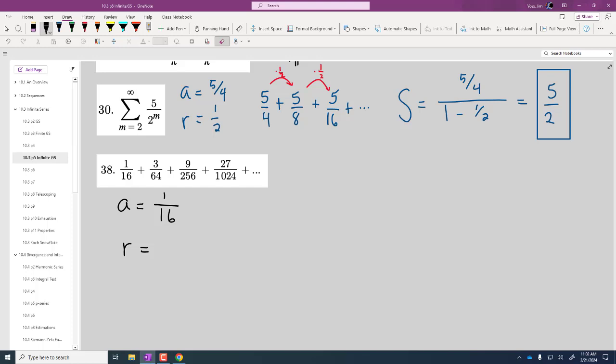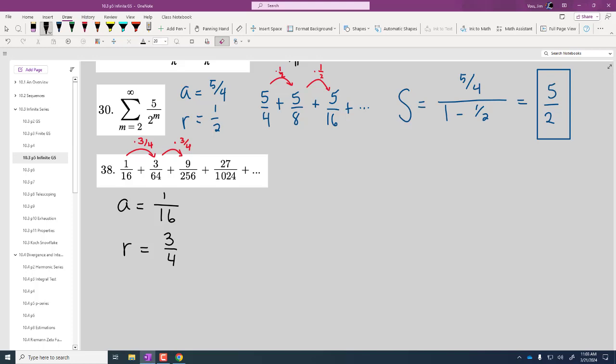3/4. So we certainly are going to start out with 3/4 because we look here, and that's pretty obvious that we multiplied by 3/4. Let's just double check. If we multiply again by 3/4, do we get the next term? Yeah. 3 times 3 is 9. 4 times 64 is 256. So it's true. It's geometric.